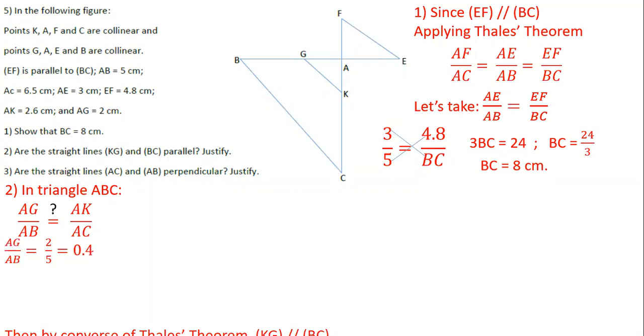So as we said, Alex, we can't say they're not equal before calculating. Let us replace. If I replace AG over AB by 2/5, I will get 0.4, right? Yeah. So let's replace AK over AC. AK over AC is 2.6 over 6.5, which is also 0.4. So are the two ratios equal to each other? Yes. So by converse of Thales theorem, because my ratios are equal to each other, the two lines KG and BC are what?